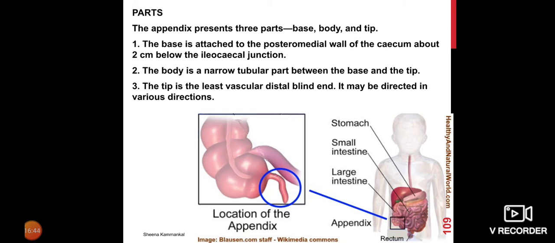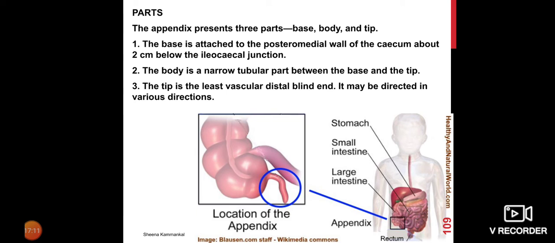The base is attached to the posteromedial wall of the cecum, about 2 cm below the ileocecal junction. The body is narrow and tubular between the base and the tip. The tip is the least vascular distal blind end. It may be directed in various directions. The tip is free; it is not attached anywhere. Only the base is attached.